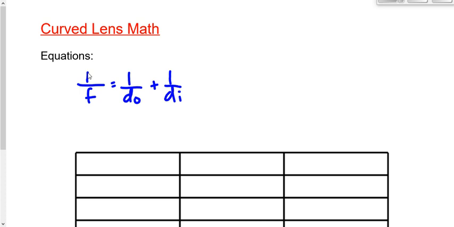Now, the other equation is called the magnification equation. M = hi/ho = -di/do. This just gives us a number that tells us how big the image is compared to the object. If magnification is 2, then the image is twice as big. If the magnification is 0.5, then the image is half the size of the object.